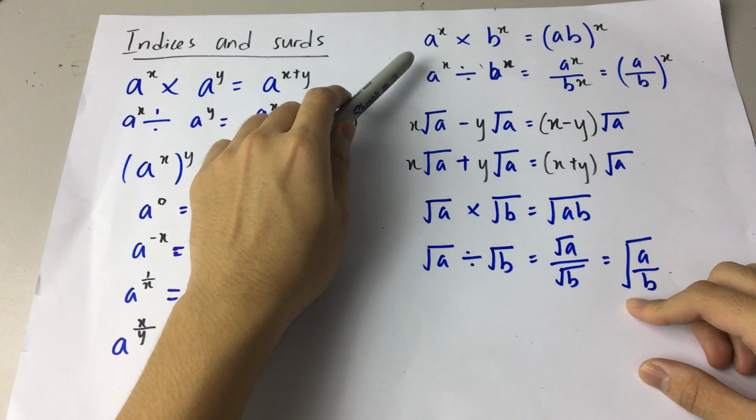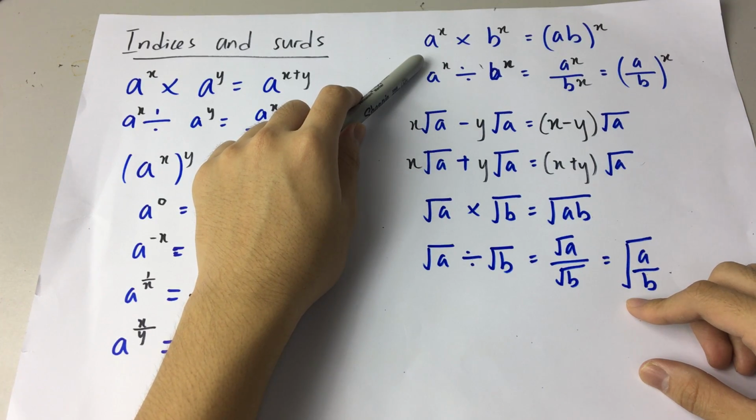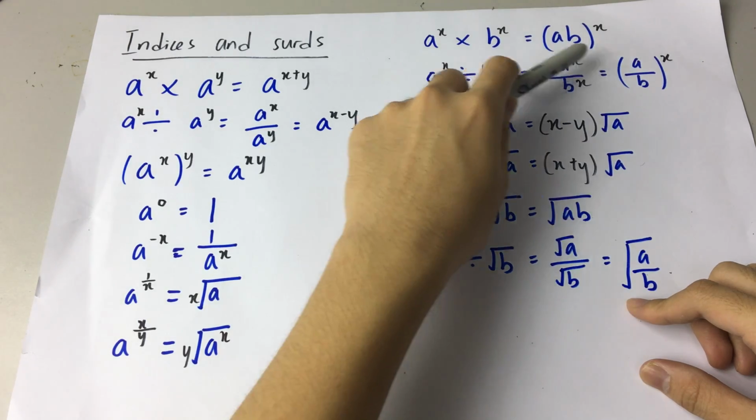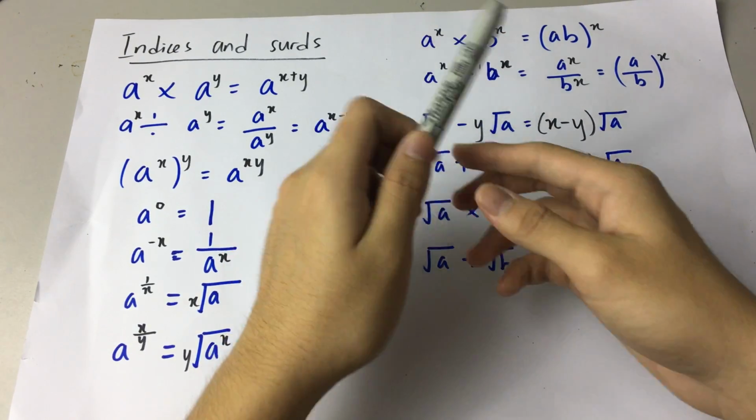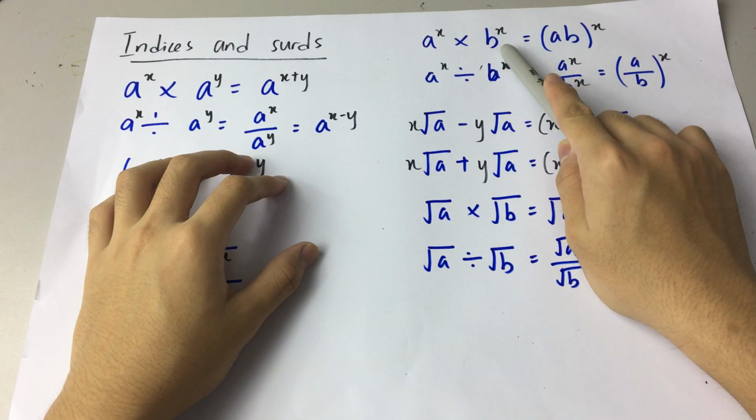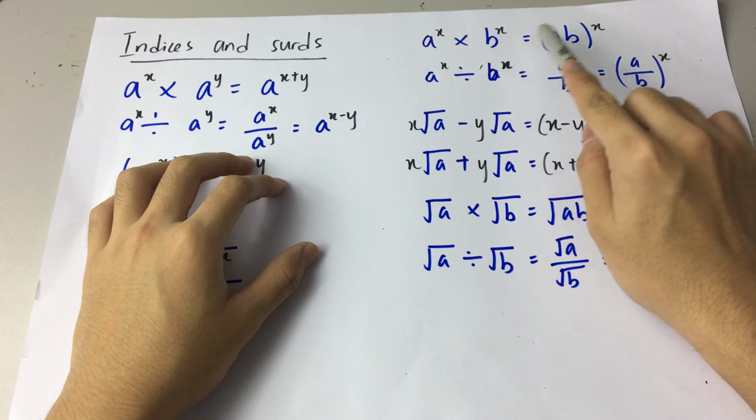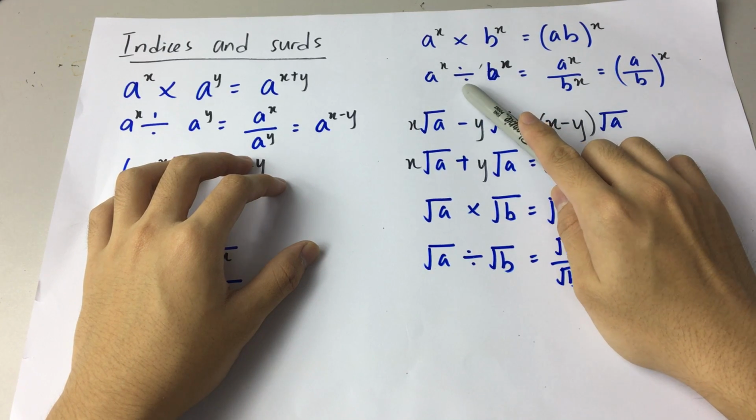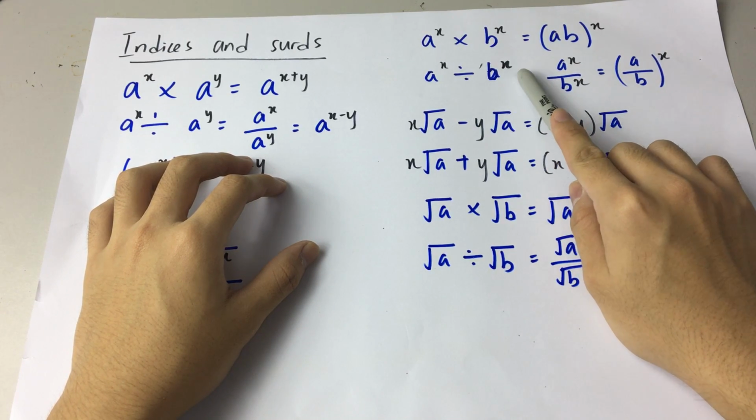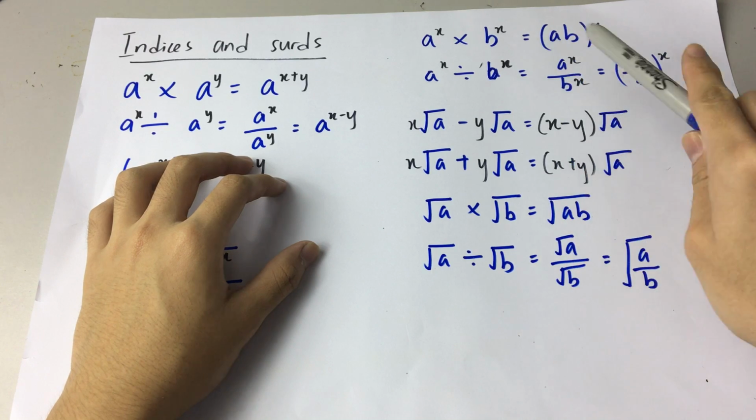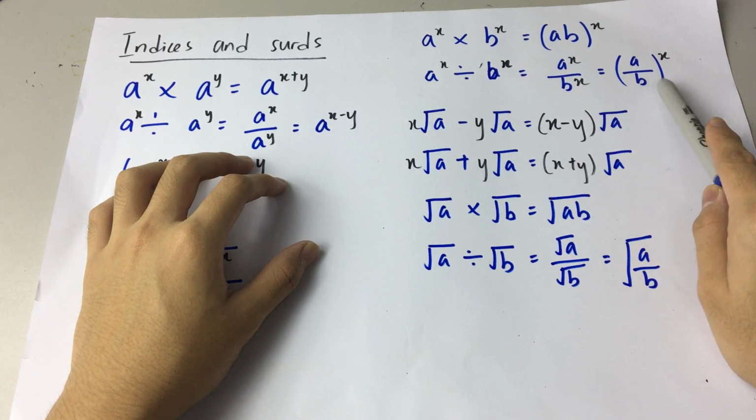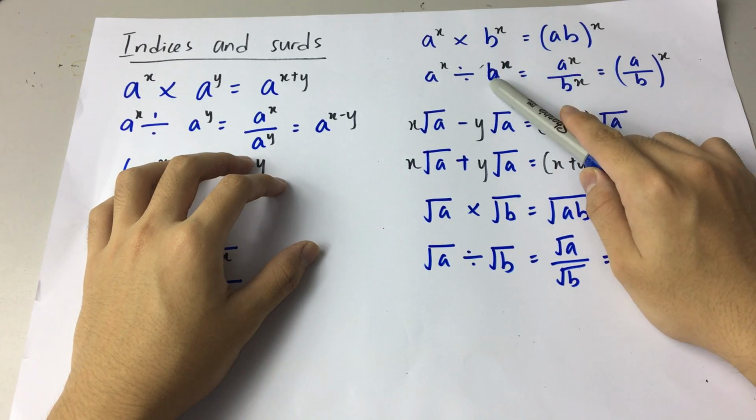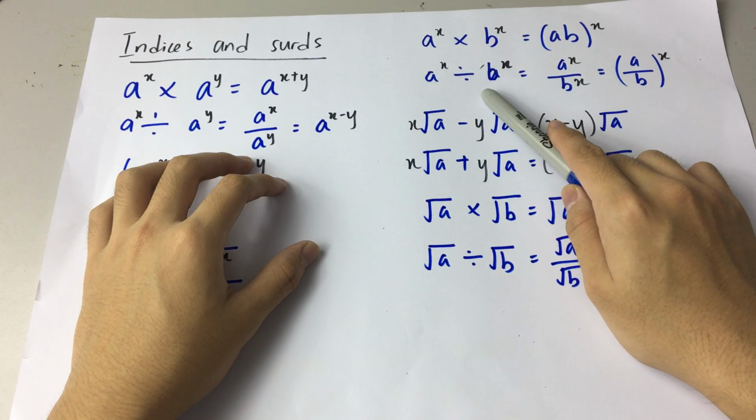And this one, a to the x times b to the x equals ab in brackets to the power of x. When you see they are raised to the same power, you can multiply the bases together. Next one, a to the x divided by b to the x. It can be written like this also, and you will get a over b to the power of x. Same concept. When you have the same indices, you can combine the bases together.